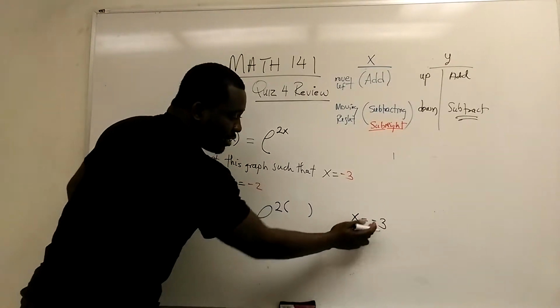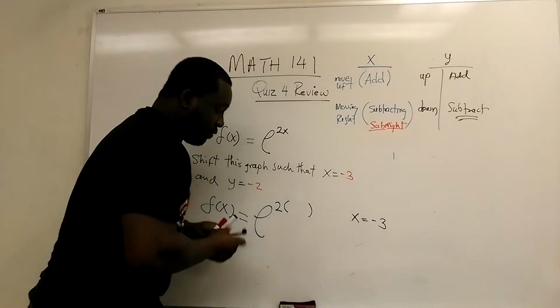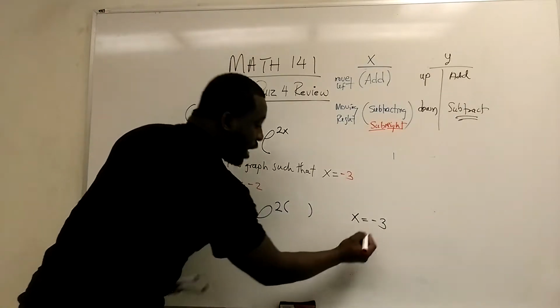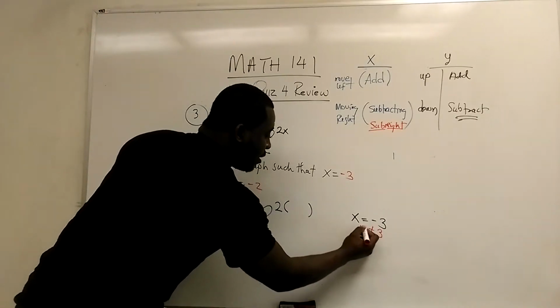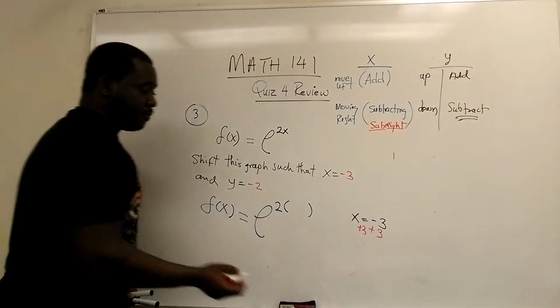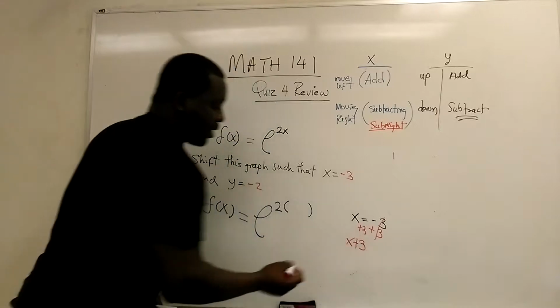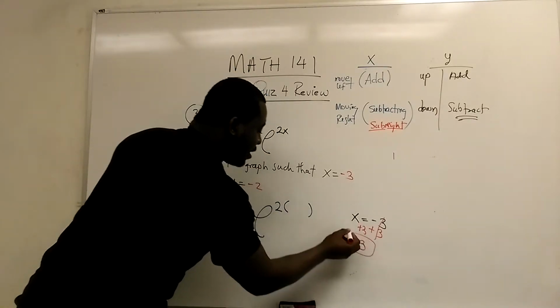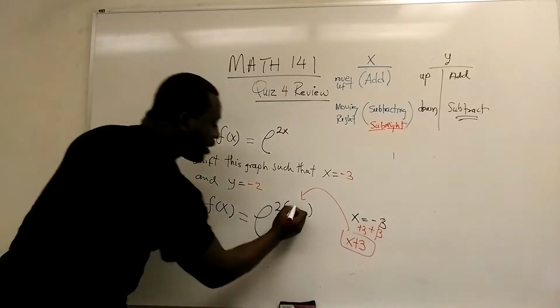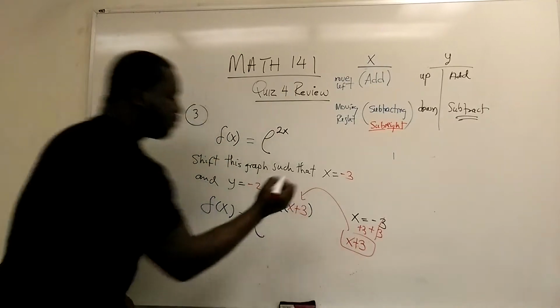So what will I do here? I would add 3 to both sides. Excuse me. So this goes away. I would have x plus 3 here. And that is what you put here. So this becomes x plus 3.